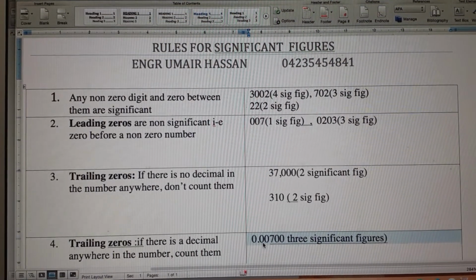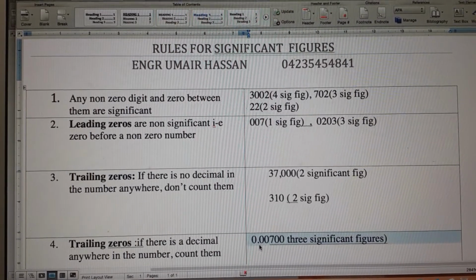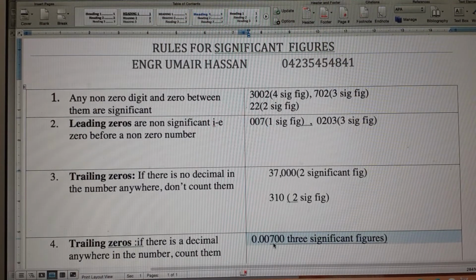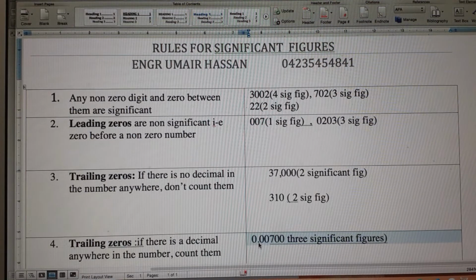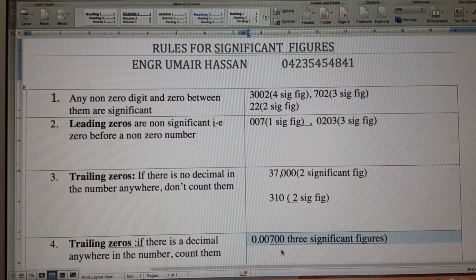However, leading zeros, that is, zeros before the non-zero number, will never be significant, whether or not there is a decimal in the number. In this case, you will consider these trailing zeros as significant because we have a decimal, and these two trailing zeros will be considered significant only in this case.